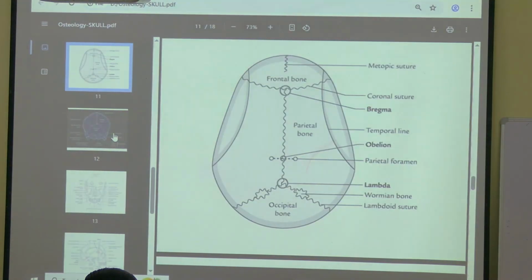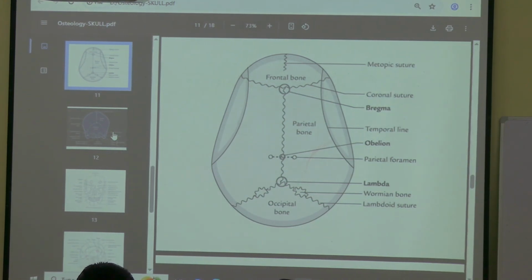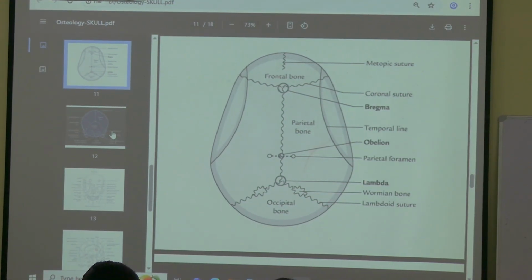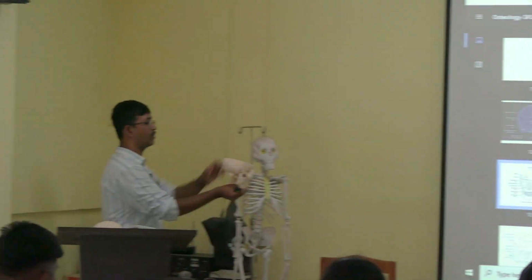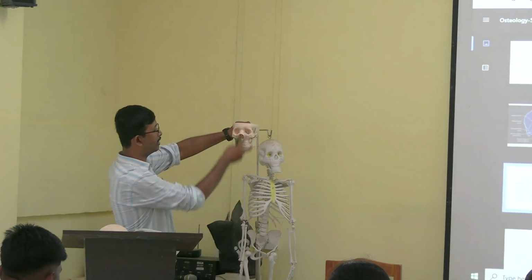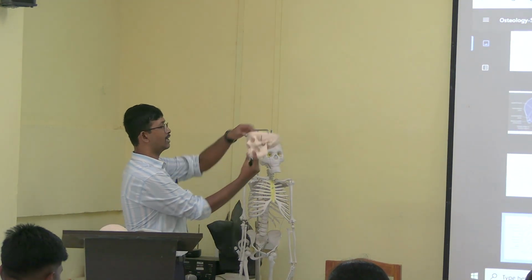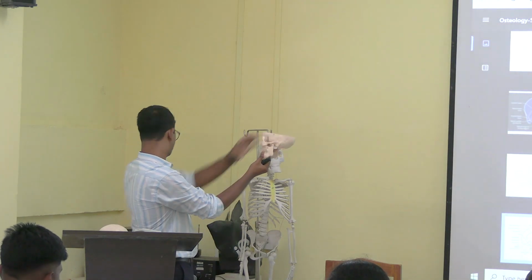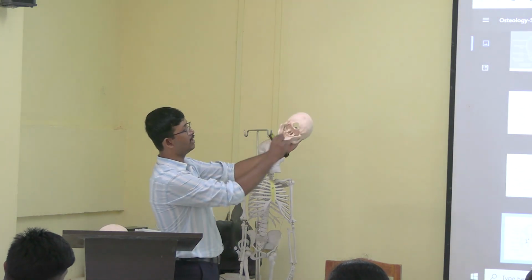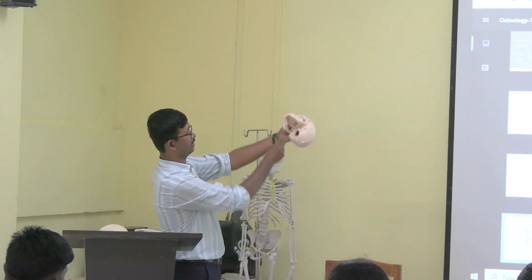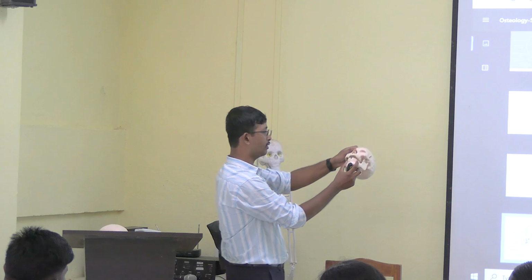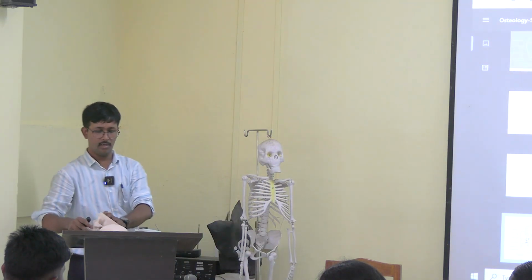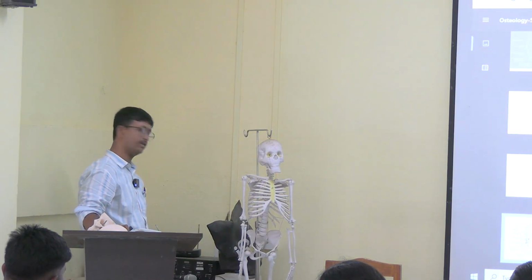So these five views: norma verticalis, where you view the skull from above. Norma occipitalis, you view the skull from behind. Then norma frontalis, you view it from the front. Norma lateralis, the lateral part. And norma basalis, the basal part. Another class will be taken for your mandible. The mandible is separate and will be taken separately. So that's all.